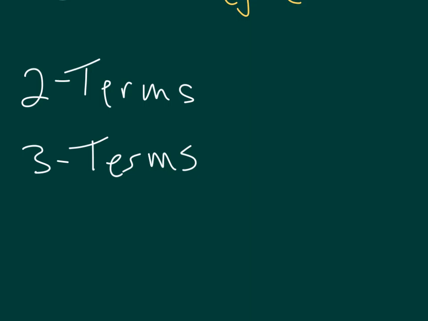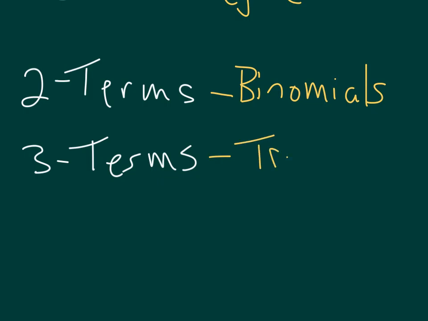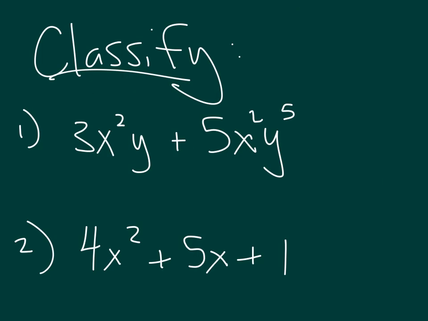And we also classify polynomials by how many terms there are. If we have a polynomial that has 2 terms, we call those binomials. And if a polynomial has 3 terms, we call those trinomials. And if it's more than 3 terms, usually we just use the generic term of polynomial. We stop assigning special names to them. So let's put that into practice.